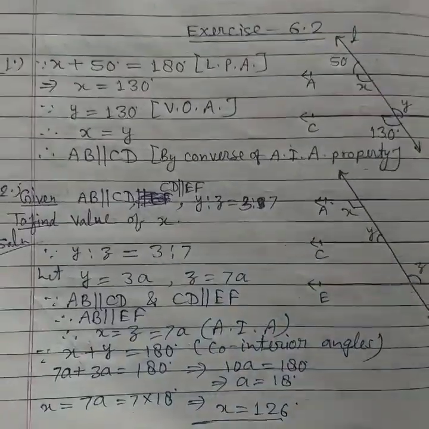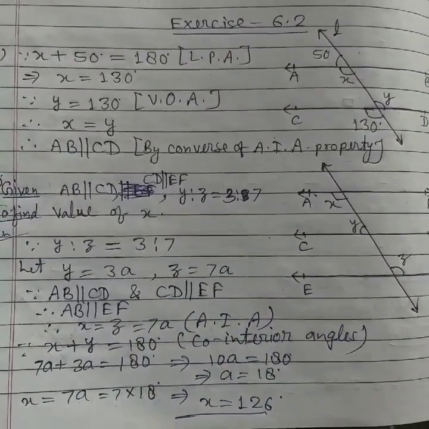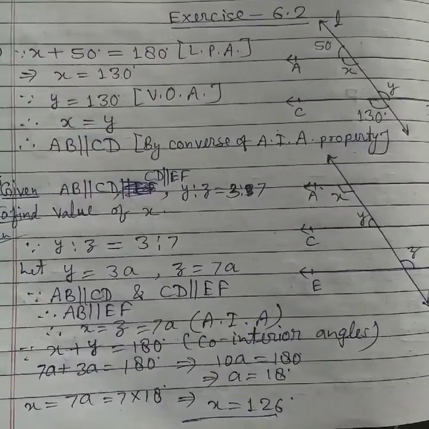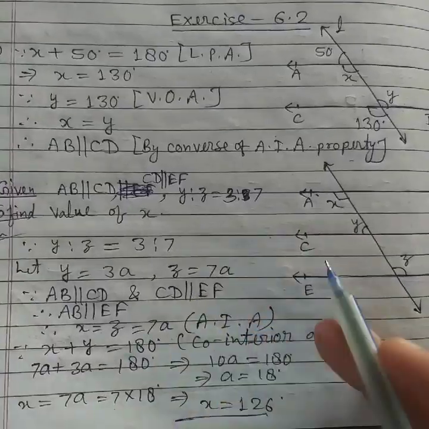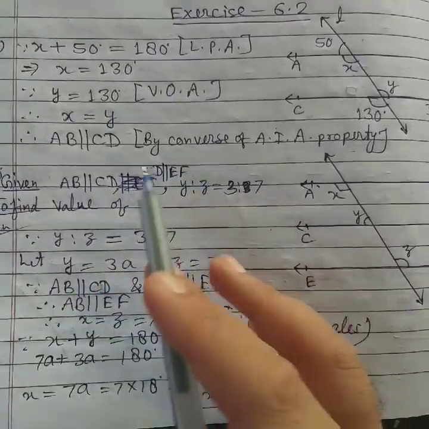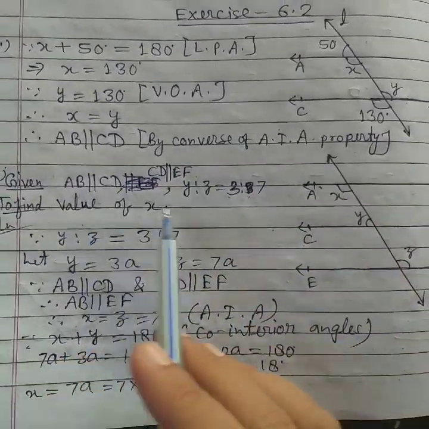Now second question is, in the given figure, if AB parallel to CD and CD parallel to EF and y is to z equals to 3 is to 7, then find the value of x. Here AB is given parallel to CD and CD parallel to EF. That means AB also parallel to EF. And y is to z is given 3 is to 7 and we have to find value of x.